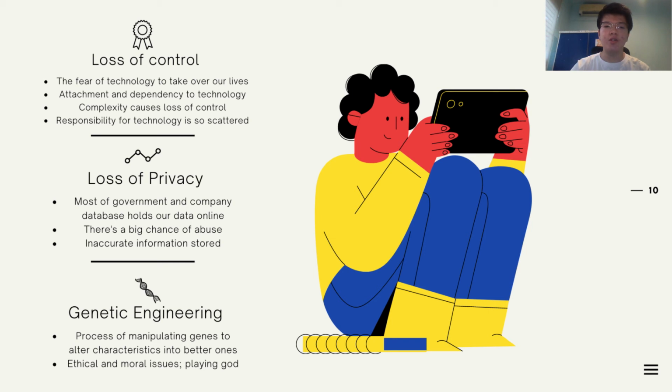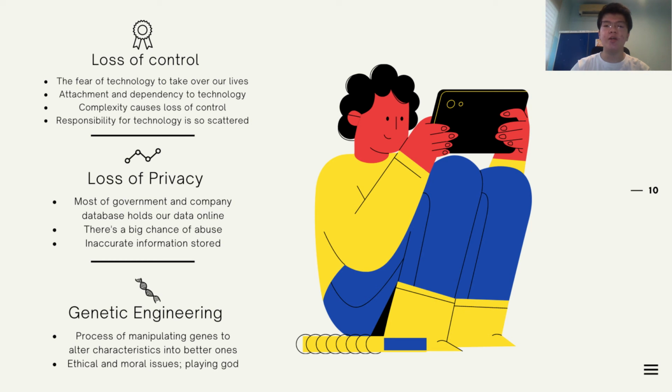Another issue is loss of privacy. Most government and big company databases, such as Instagram, Google, and Facebook, hold our data, which might consist of private information online. There's a big chance of abuse by hackers and criminals. Also, inaccurate data can occur in the database because machines cannot be completely trusted to do human tasks, such as recording data.